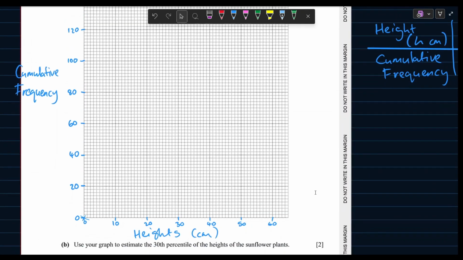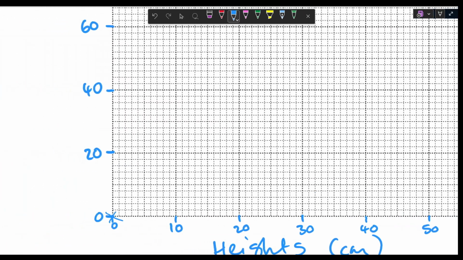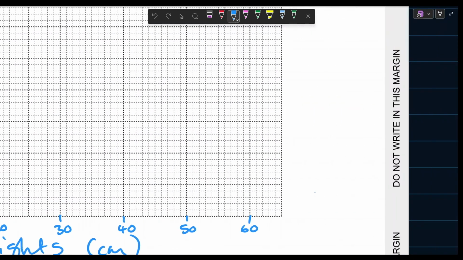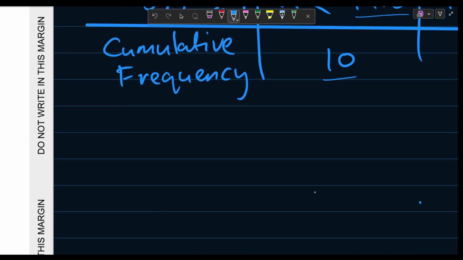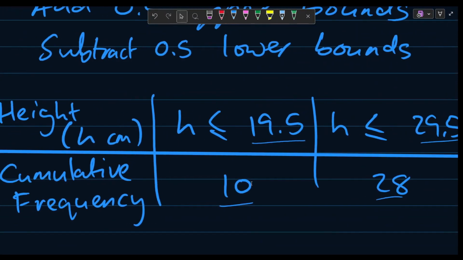So 19.5. Okay, 19.5 is going to be somewhere here, cumulative frequency of 10. So we're looking at this point right there. Let's go on to the next point. That's a height of 29.5, cumulative frequency 28. Okay.